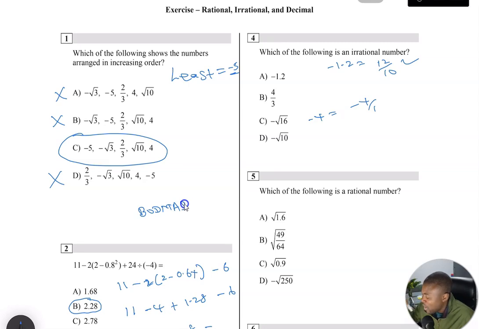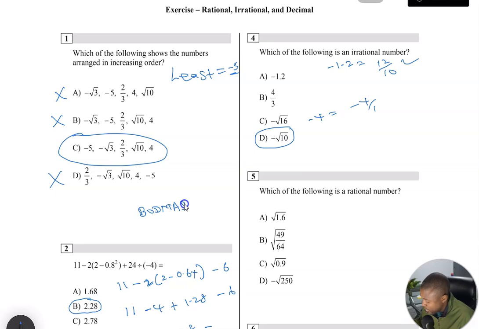And there's no way you can express that using two integers, right? So the correct answer is going to be D. Okay. Then let's move on to question number 5. Question number 5 is similar to question number 4. Which of the following is a rational number?